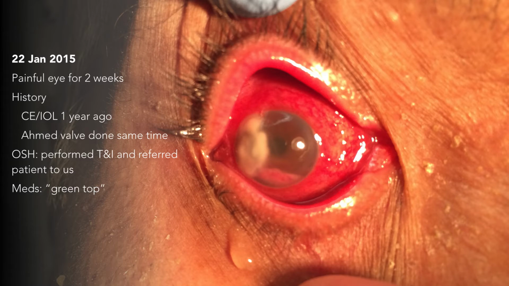He'd had the tap and inject done 3 days earlier. Again, not the best historian. His vision was LP, and on ultrasound he had some mild vitreous opacities. Dilated fundus exam could not be done.